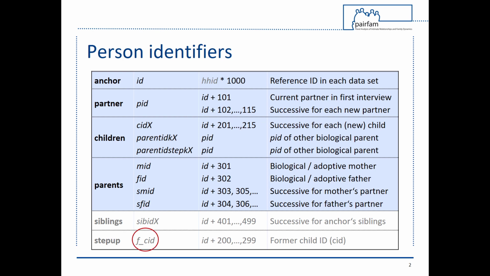Former child respondents who became anchor respondents themselves, so-called step-up respondents, receive a new HHID and ID after completing the first interview as anchor respondents. The variable F-CID represents their former identifier as a respondent of the child interview, CID, making it possible to match step-up data with their parents' anchor data or with their own former child data. Further information on person identifiers can be found in the data manual.